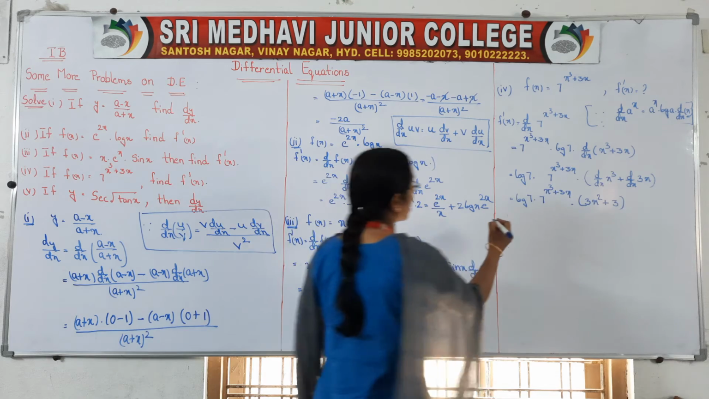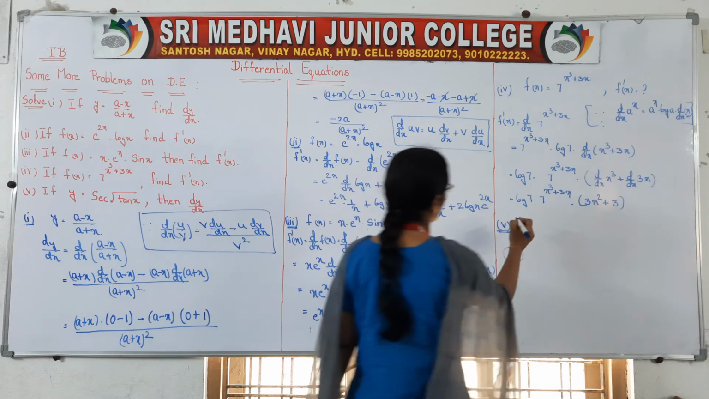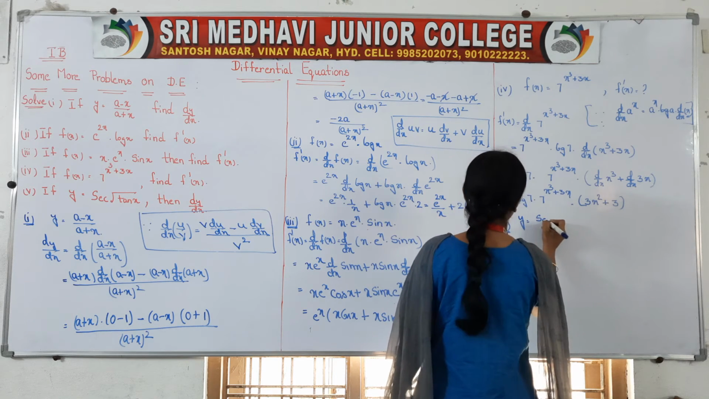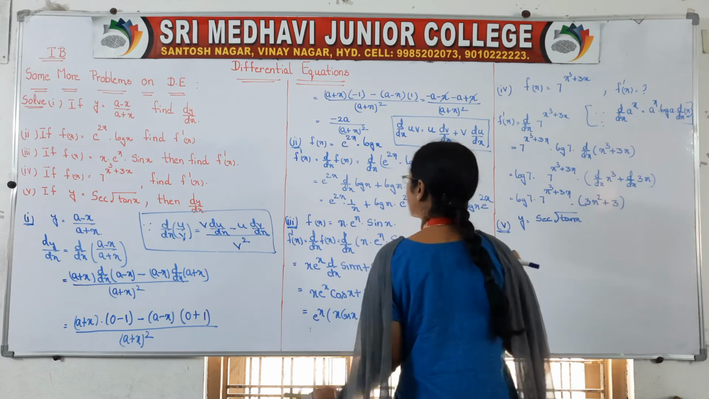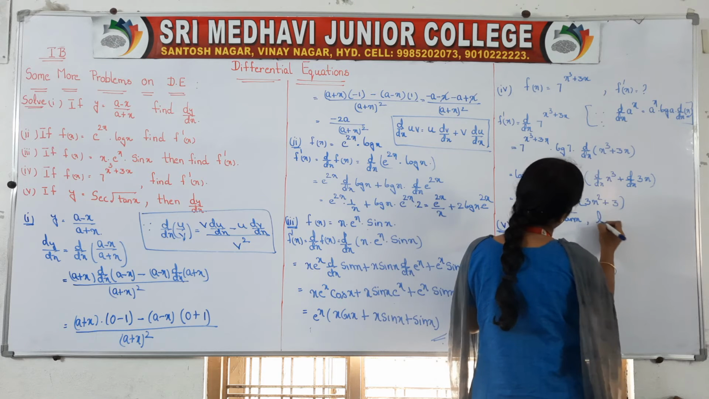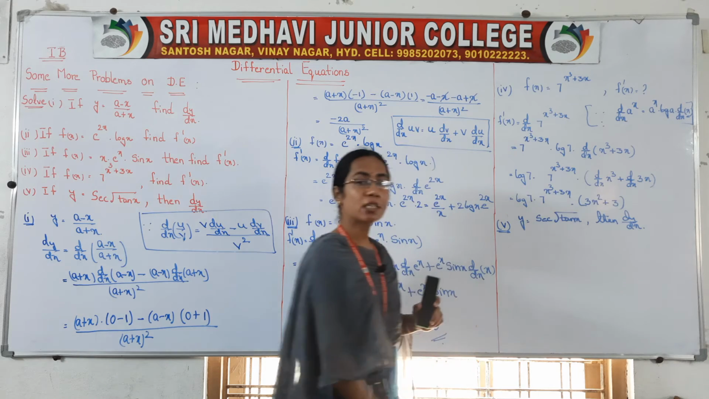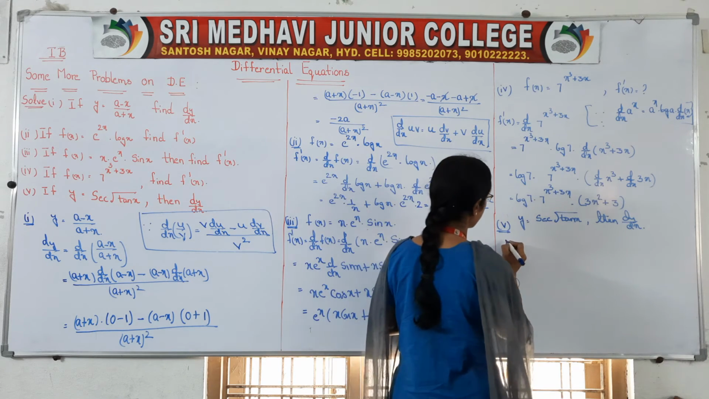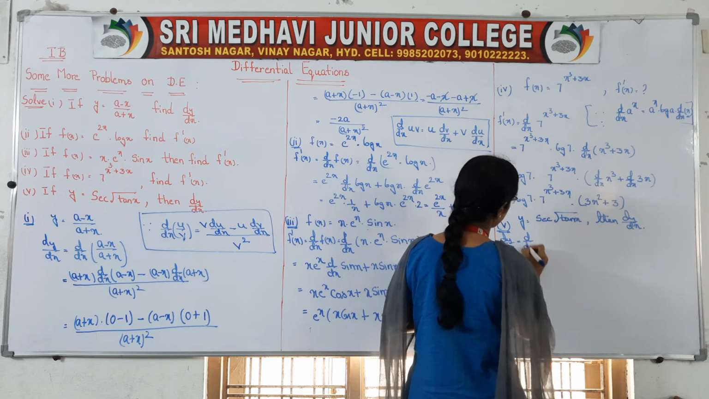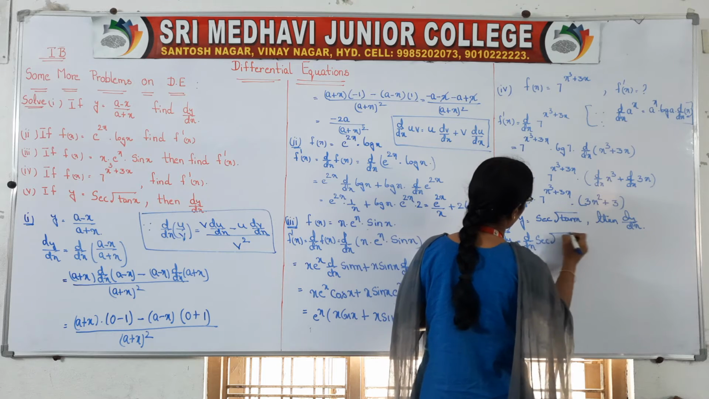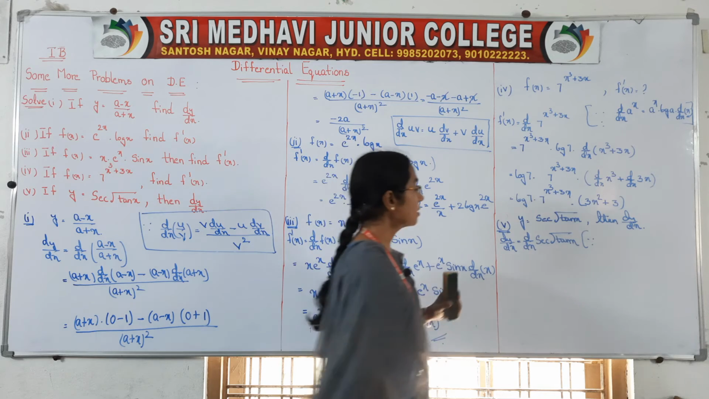Okay, so now come to the fifth one. What is the fifth one? If y is equal to secant to the power of root of tan x, right, then find dy by dx. Okay, so come on, find out dy by dx. dy by dx is equal to d by dx of secant to the power of root tan x. There is one formula. What is that formula?